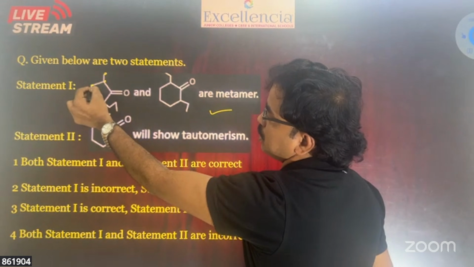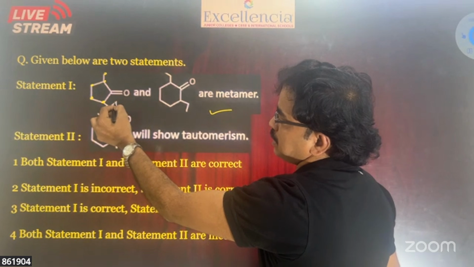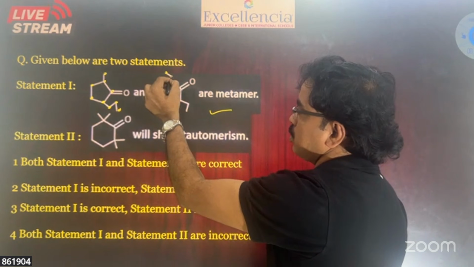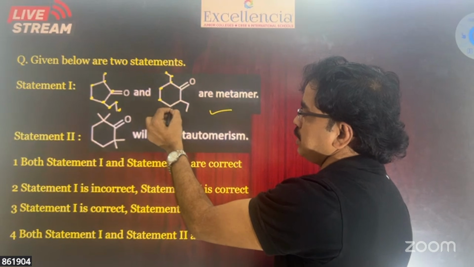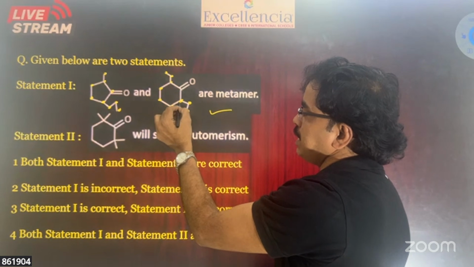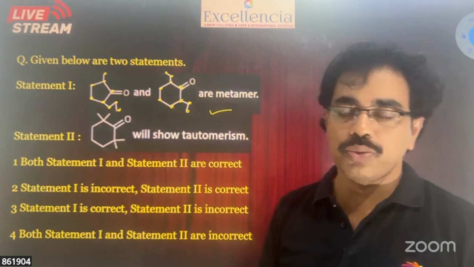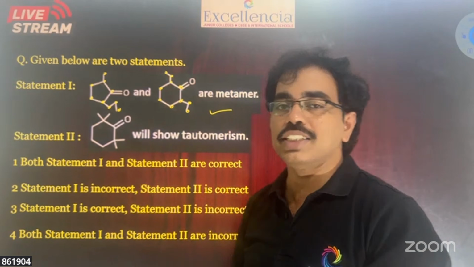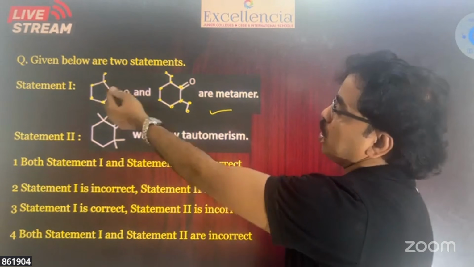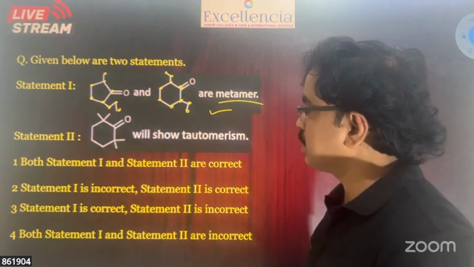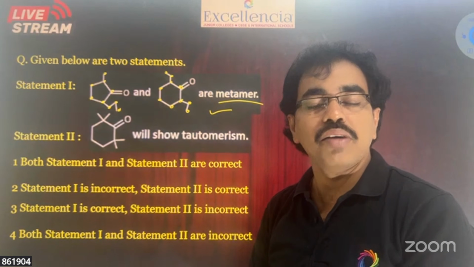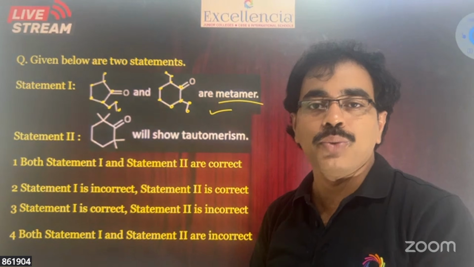Counting 1, 2, 3, 4, 5, 6, 7, 8, and 9 in the first. In this case, 1, 2, 3, 4, 5, 6, 7, 8, 9, 10. That's why these two structures are not isomers, so there is no relation. Even these two are not a metameric relation. First of all, the first condition has failed. Isomers compulsorily have the same molecular formula.